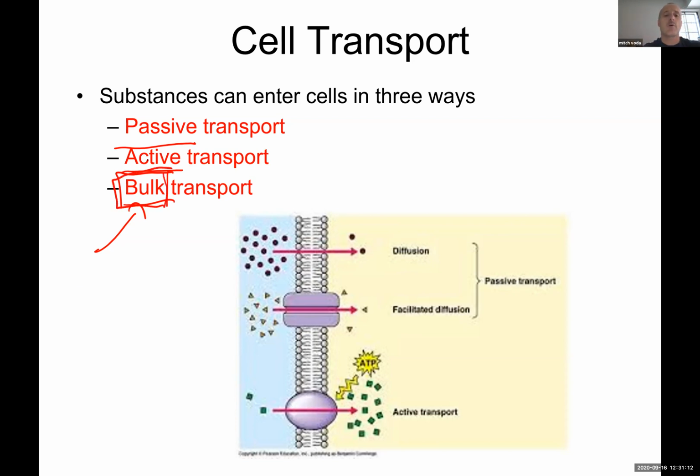Cell transport could be in bulk. Now, we've seen this one before when we talked about vesicles or the vacuoles. Vesicles or vacuoles will fuse with the cell membrane or the plasma membrane, and then they will take in or eliminate the stuff outside the cell.